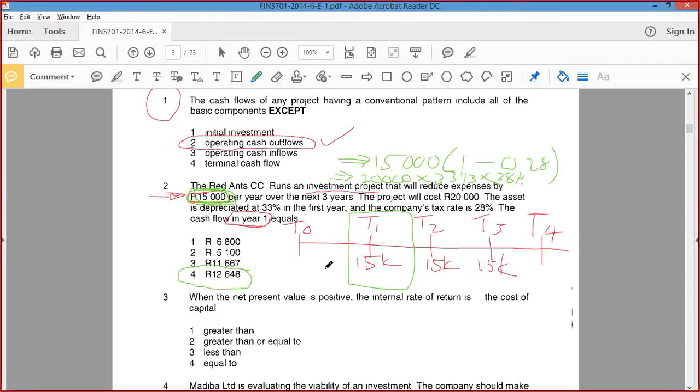Yeah, let's try it the other way. Because you'd pay less tax then, wouldn't you? 15,000 minus 666. 20,000 times 0.3 gives you 8,300. No, see, it won't work. Yeah, because you're looking at cash flow.